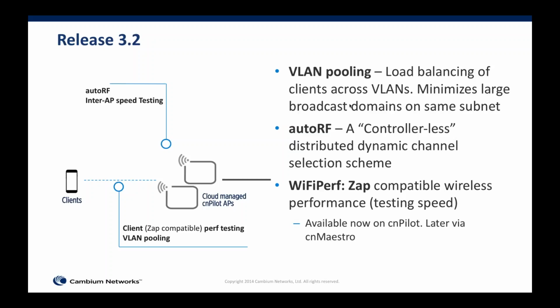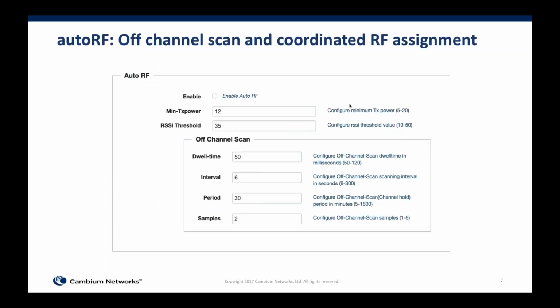Auto RF is a completely controllerless distributed algorithm. It allows the APs to talk among themselves and decide which channel to go on as they scan for the area. So the APs so far were making independent decisions looking at their neighborhood. With the advent of auto RF, the APs are now able to coordinate their decision making. You'll be able to configure the minimum transmit power and also configure the RSSI threshold value, and then decide how long they'd go off channel scanning, how long they'd stay on channel while scanning, and then configure the off channel scan samples as well.